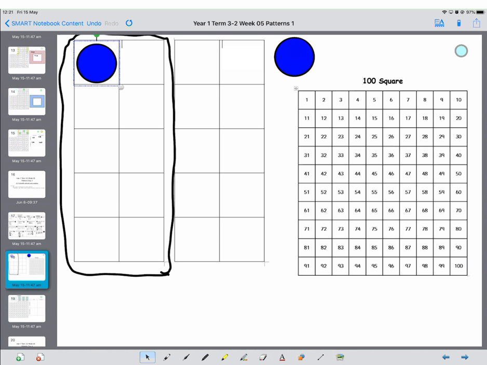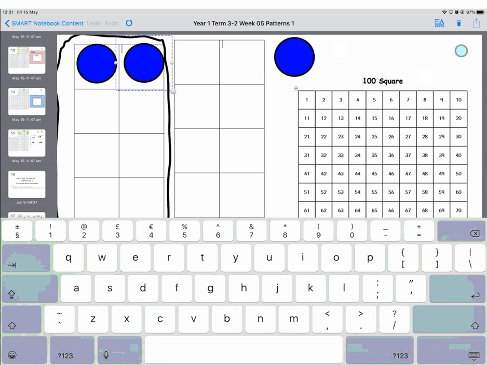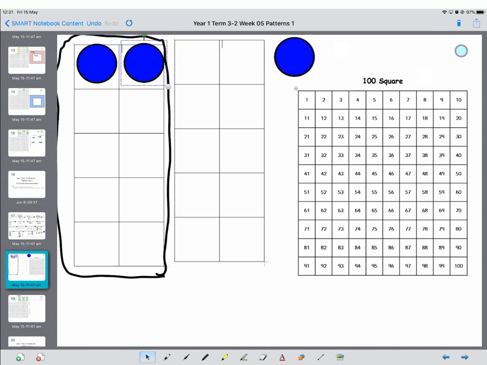Now we're going to be identifying the even numbers on the number square, and we're going to have a look to see if there's a pattern that goes with that as well. So now we're going to do two. Now, is that section full or not? Is this section here full? Across here? Just here and here? Yes, it is, isn't it? So what we can do is move a counter onto the 100 square to show that it's even.